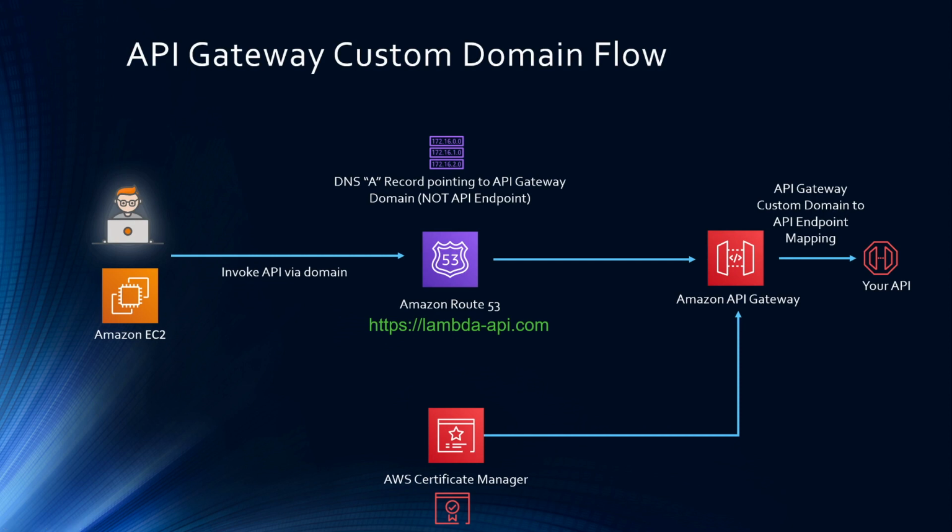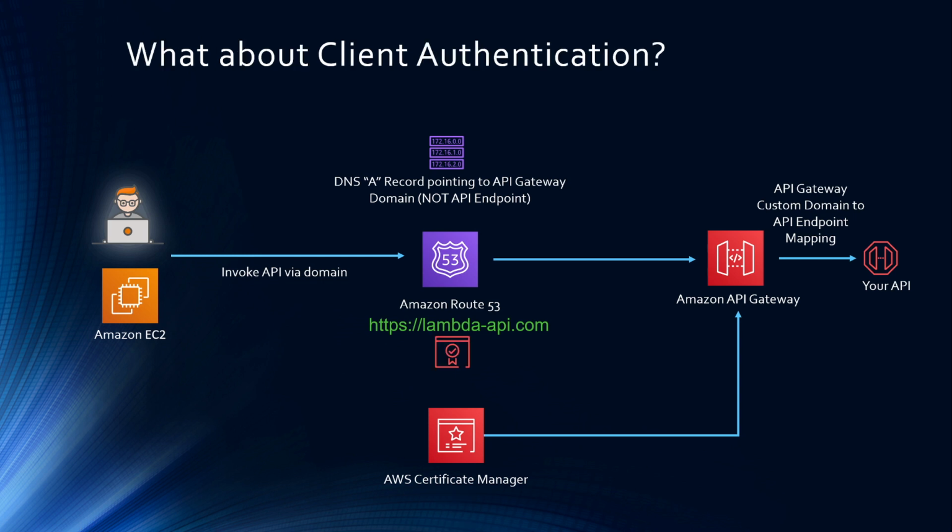This is how you set up a custom domain for your API gateway. I'll end this video with a food for thought. So we saved the certificate in the API gateway for the custom domain. So the server is authenticating itself to the client. What if the client also needs to authenticate itself to the server? How will you achieve that? So that you will achieve using mutual TLS. So we'll cover this in a separate video.